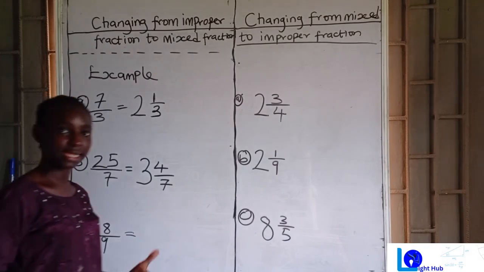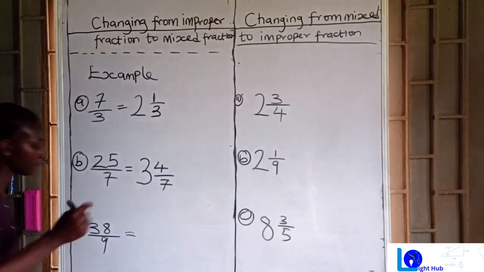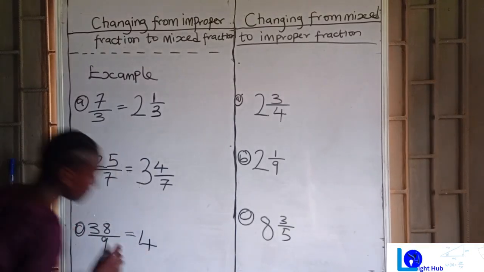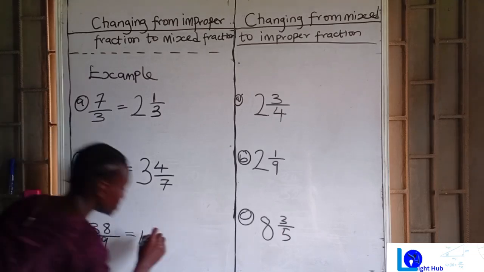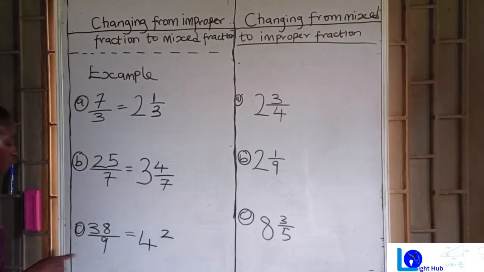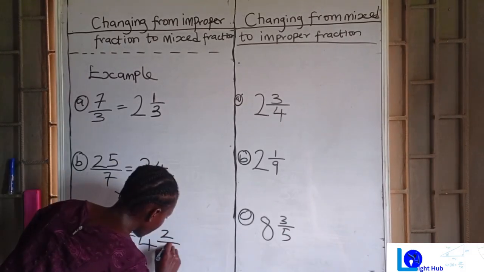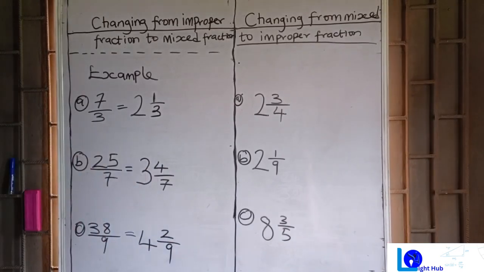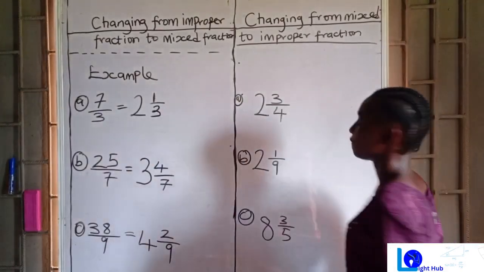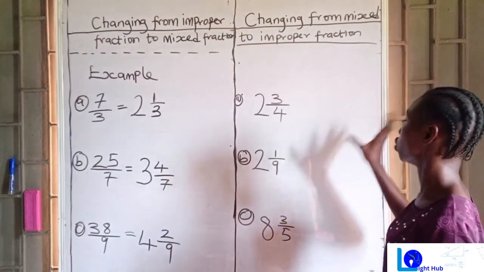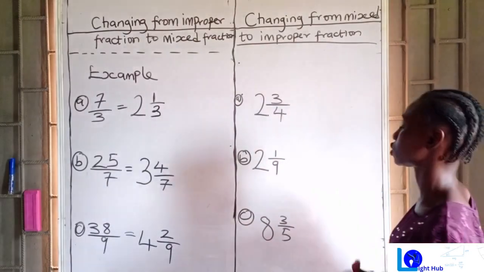38 divided by 9, that is 4. 4 times 9, 36. If we remove 36 from 38, we have 2 left. So 2 is the remainder. It becomes our numerator, while 9 still remains our denominator. So without wasting time, we quickly move to changing from mixed fraction to improper fraction.